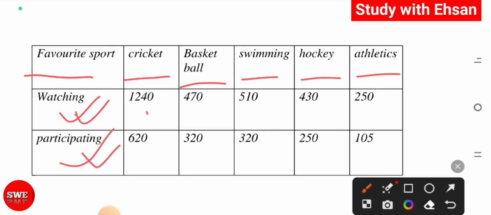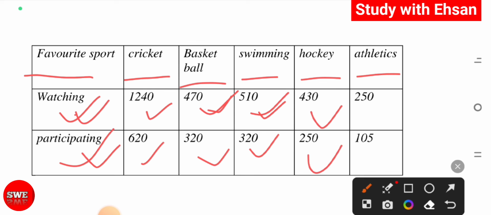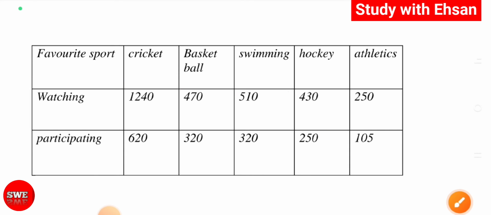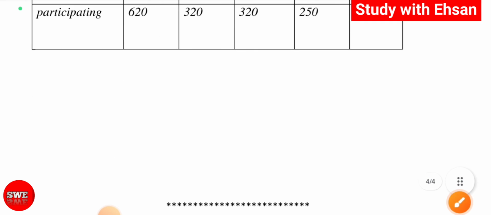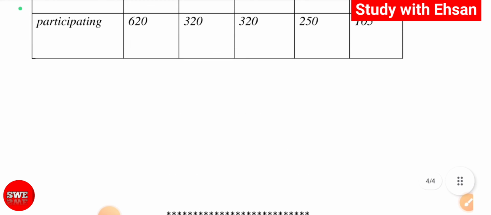For cricket, 1240 are watching, 620 are participating, and for basketball 470 persons are watching and 320 are participating, and similarly for swimming 510 watching, 320 participating, for hockey 430 watching and 250 participating, and for athletics 250 watching and 105 participating. Okay, and draw a double bar graph on the same Cartesian plane, that is taking the same pair of principal axes, x and y axis.